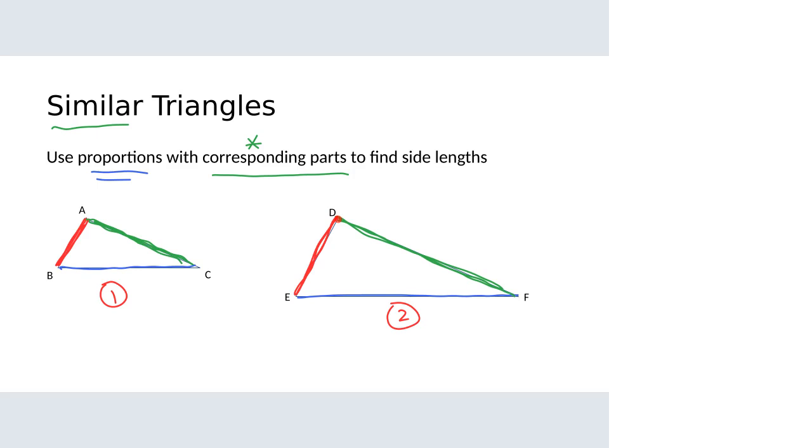Often it's very easy to see what the corresponding parts are. Sometimes it's not totally obvious, and we'll look at both of those types of questions. Does anybody have anything you want to ask about this before we actually look at a similar triangle type of question?